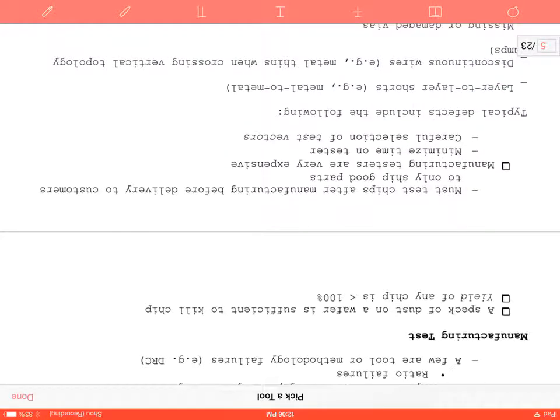Manufacturing test, you get a speck of dust on a wafer. That's going to kill the whole chip. As we now know, a speck of dust is actually huge compared to transistors and wires. So now you're actually causing serious problems. And so manufacturing testers are very expensive, i.e. manufacturing testers are well paid. So in order to be well paid, you should understand the concept of test vectors.